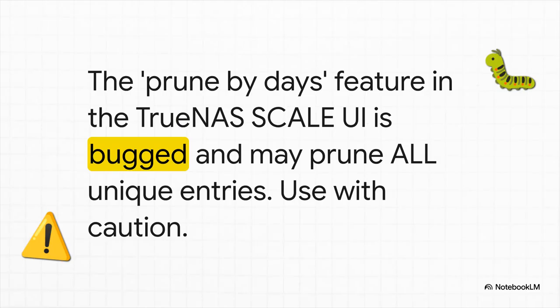Okay, now for a big flashing red warning light. As of the time of the source material, there was a nasty bug in the TrueNAS Scale user interface. The feature to prune the DDT by a certain number of days, it was broken. Instead of just pruning entries older than, say, 90 days, it was pruning all unique entries. Now, to be clear, this won't cause any data loss, but it completely defeats the purpose of the feature. The command line version worked fine, but if you're using the UI, be very careful with that button.